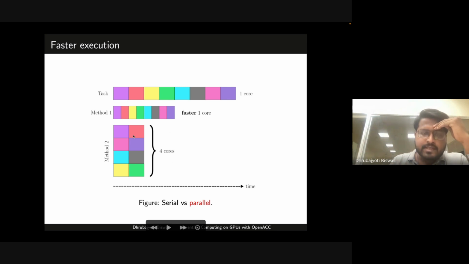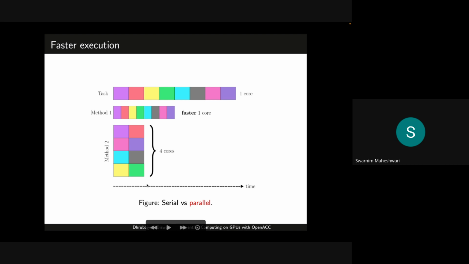While doing this, there is an inherent assumption in the layout of the problem. Can somebody guess what? In this figure, going to method 2 with 4 cores, doing 2 units of work in parallel so that we have a shorter execution time, what is the inherent assumption? Can anybody guess? That each task is independent of each other.